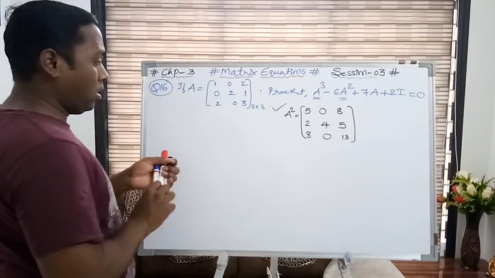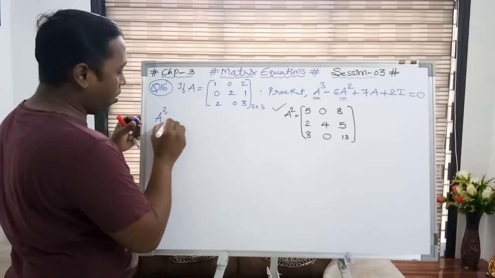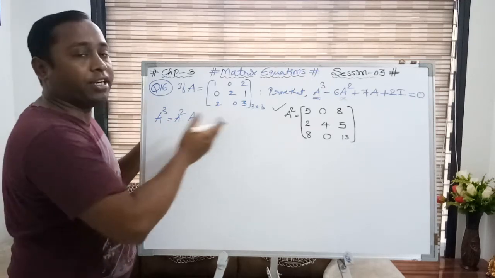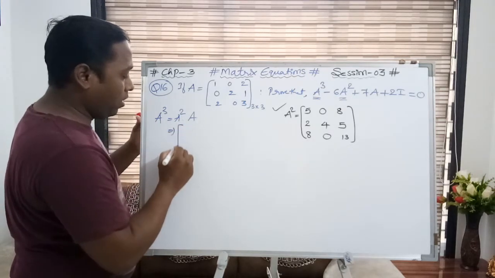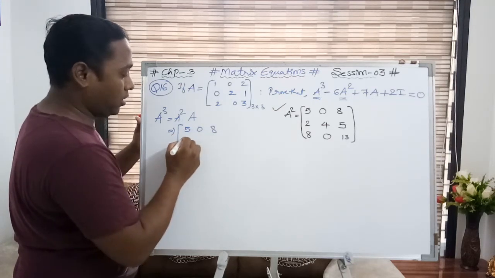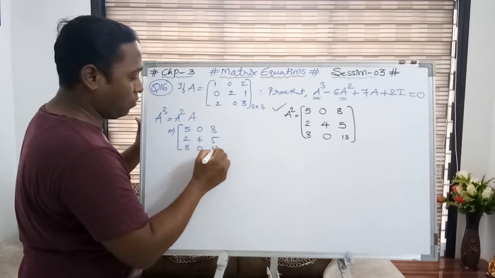Right. So now I am finding a cube. How can you find a cube? Just by A square into A, or A into A square, it doesn't matter. Now A square, we already got as the matrix 5, 0, 8, 2, 4, 5, 8, 0, 13.